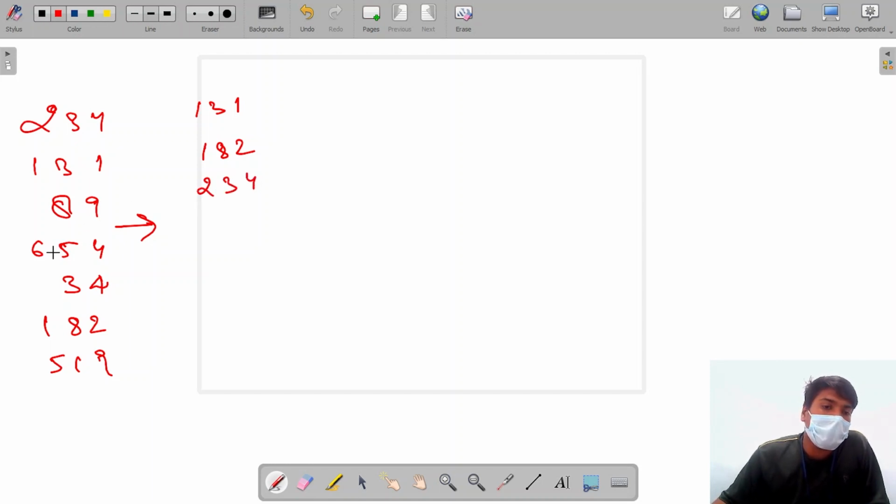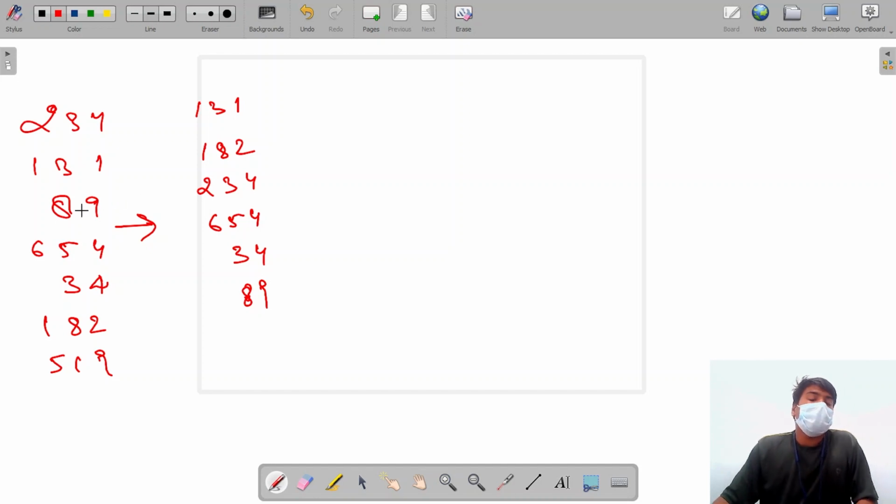Relative order will be the same. Okay, the relative order of 4s will be the same. 654, 34. Then we have 9, right? So 89 will come first, because this 9 has higher relative order, and then 519. So how many elements? 1 2 3 4 5 6 7. Okay, done.